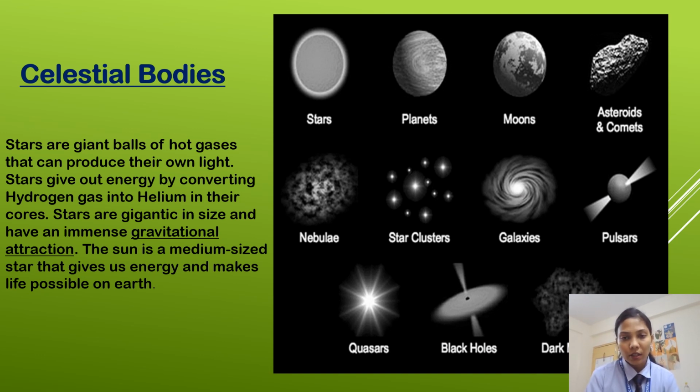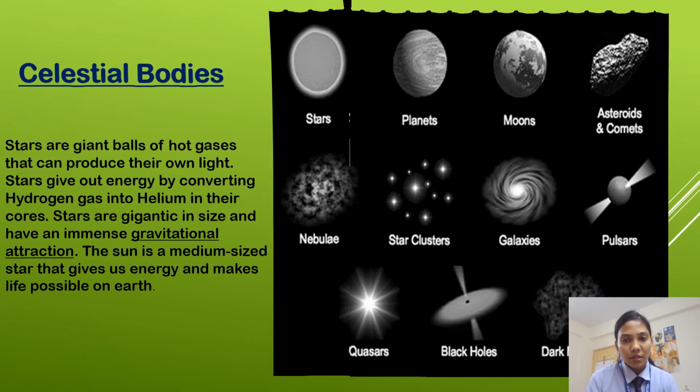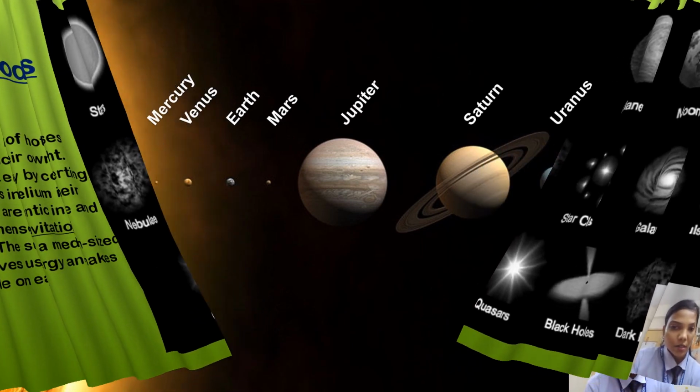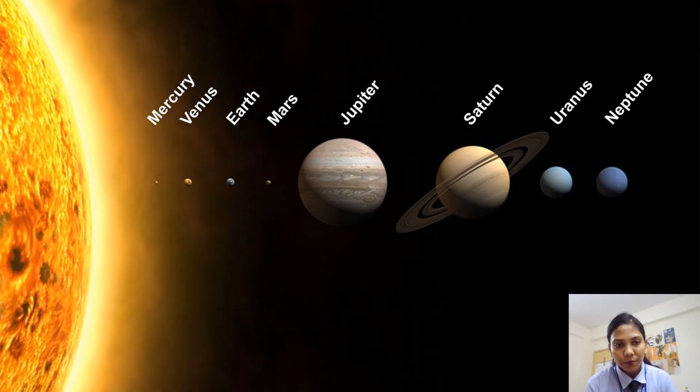Okay, as you see on the screen, there are some examples. So these are all celestial bodies, and these celestial bodies are present in our solar system. Okay, so you understand what celestial bodies are. Okay, so in the next slide, as you see, this is the solar system. So as you see, there is one sun and 8 planets.